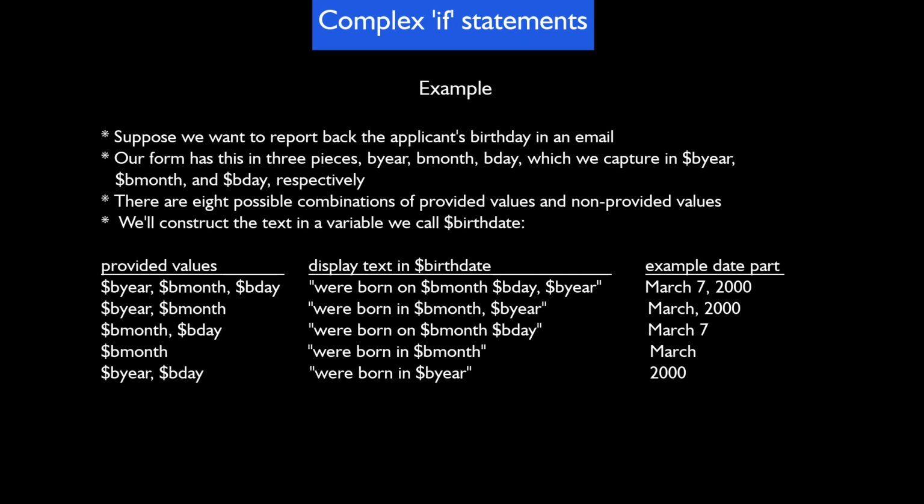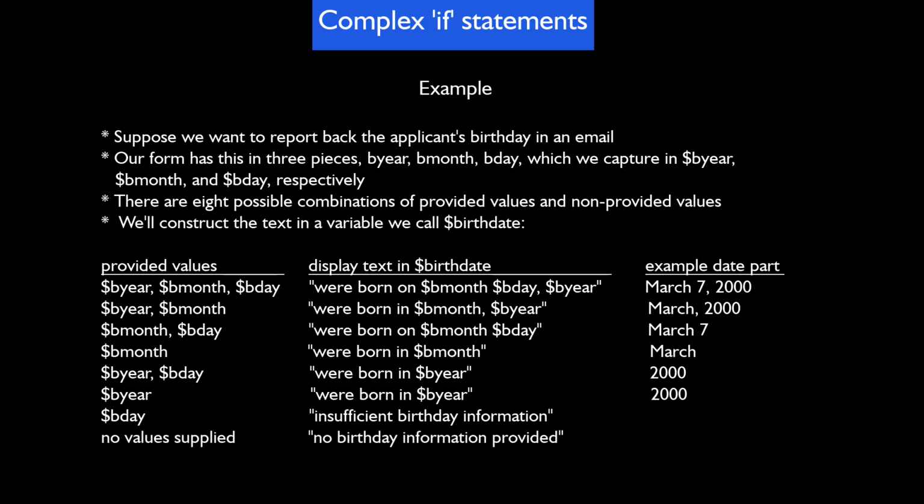If they specify year and day without a month, then we'll just specify the year, because a day that's not related to a month doesn't make sense, so we'll just say you were born in $Byear. And of course, if they just supply the year, then the text will be, "You were born in $Byear." In both cases, it's 2000, of course. If they only supply $Bday, there's really not enough information to say anything, so our message is "Insufficient birthday information."